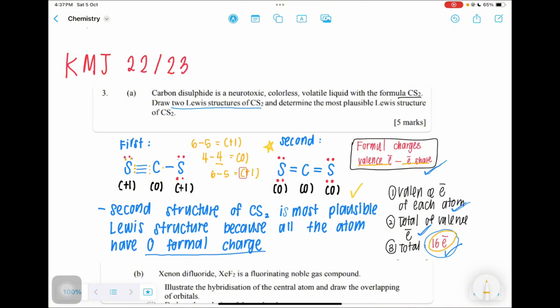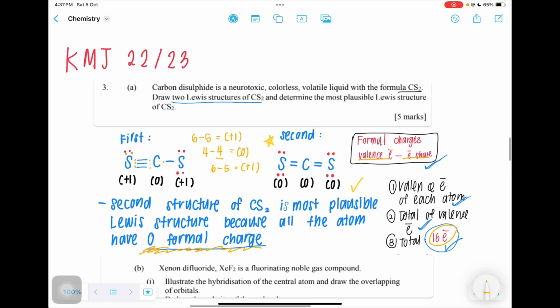This is our first Lewis structure. For the second Lewis structure, all the formal charges are 0. And as we know, if all the formal charges are 0, that will be the most possible Lewis structure. So the second Lewis structure is the most possible Lewis structure because the formal charge is 0.